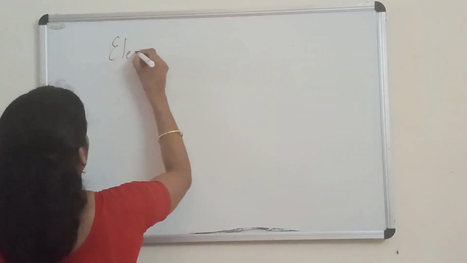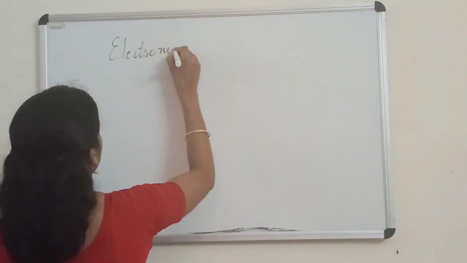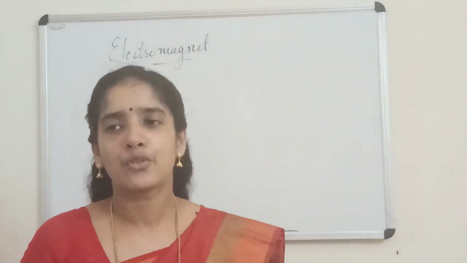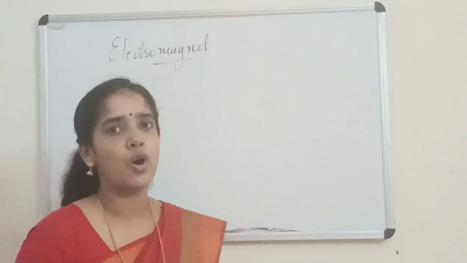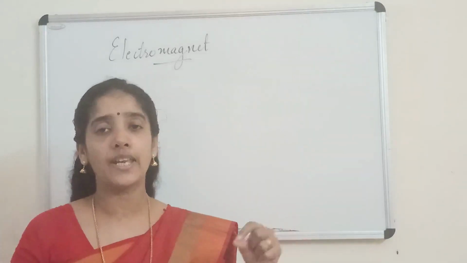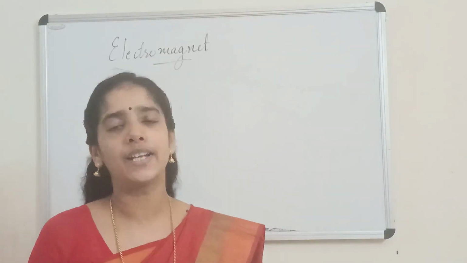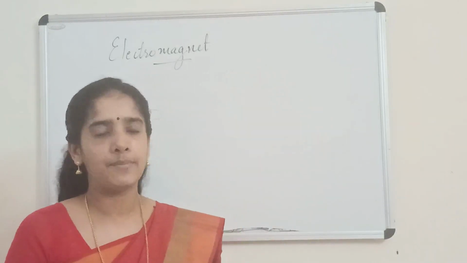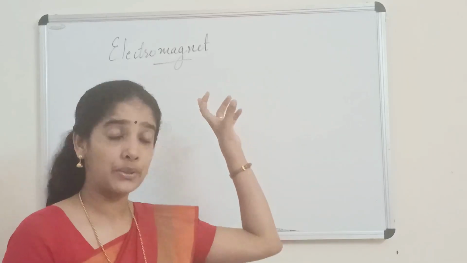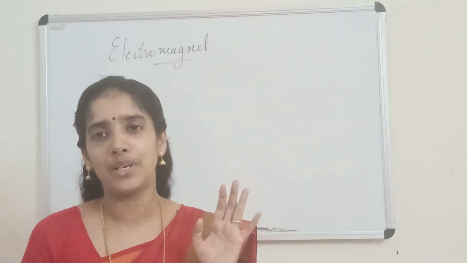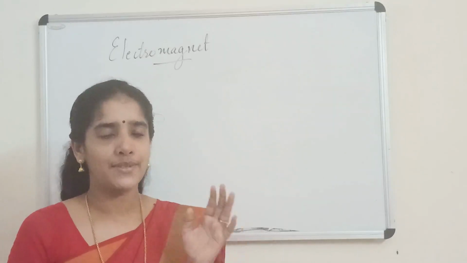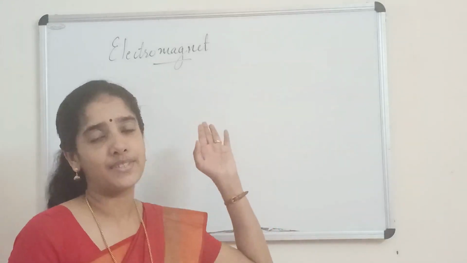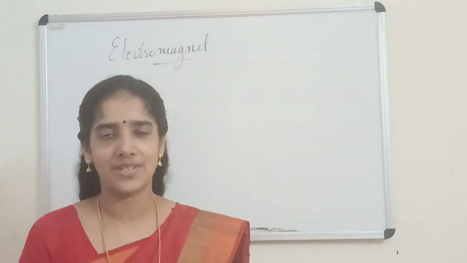So today our first topic is electromagnet. What is an electromagnet? It is a magnet obtained by winding a very long insulated copper wire over an iron core. Why is it called an electromagnet? Because this device shows the magnetic property only when electricity is passed. As soon as we cut the electricity, the magnetic property disappears. So the device has got the name electromagnet.